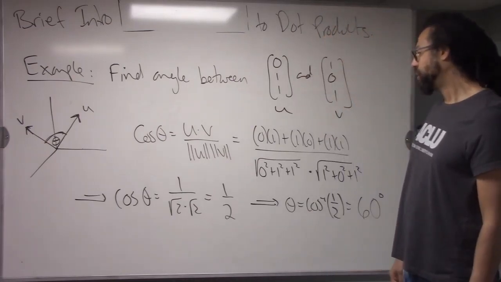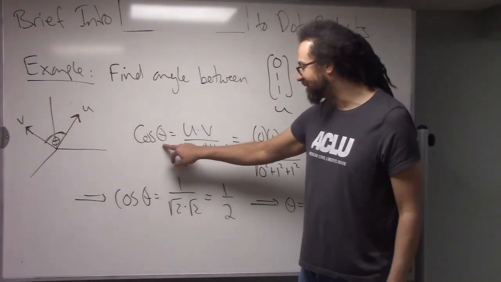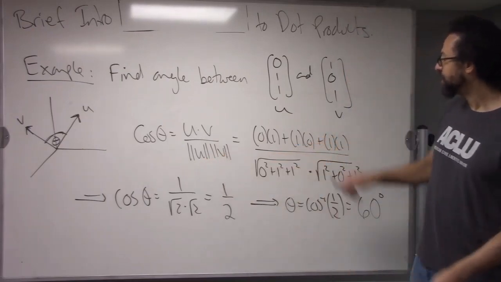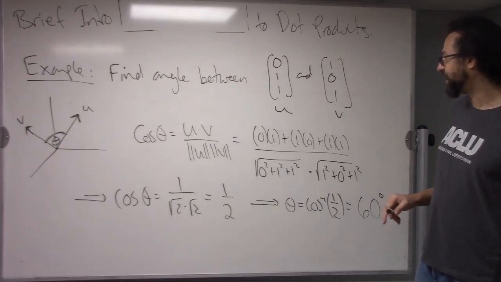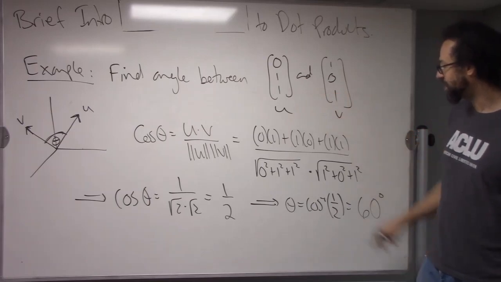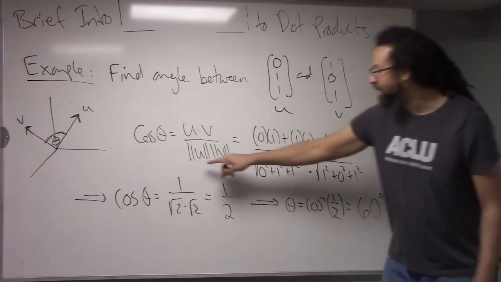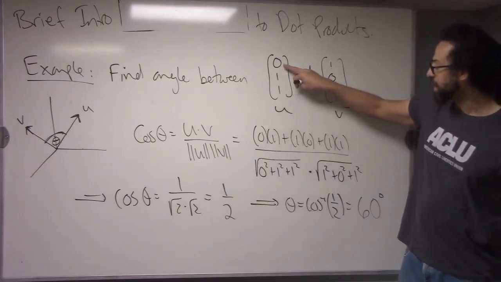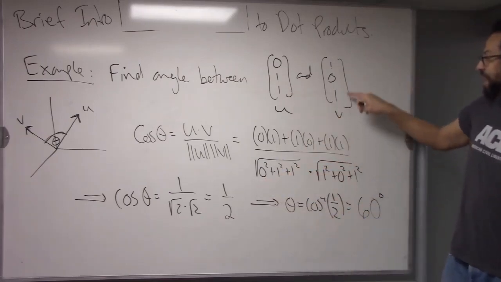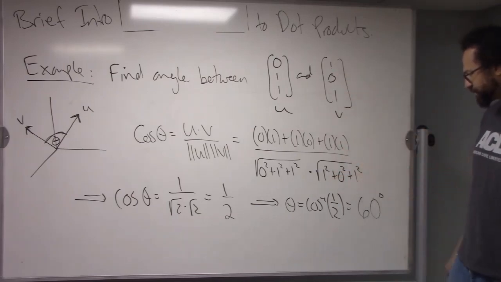So, what's the angle theta between these two vectors? Well, according to the formula, the cosine of that angle is u dot v over the magnitude of u times the magnitude of v. So up in the numerator here, we'll find the dot product, 0 times 1 plus 1 times 0 plus 1 times 1, and then divide by the magnitude of u. So the square root of 0 squared plus 1 squared plus 1 squared, that's this. And then the magnitude of v, square root of 1 squared plus 0 squared plus 1 squared.